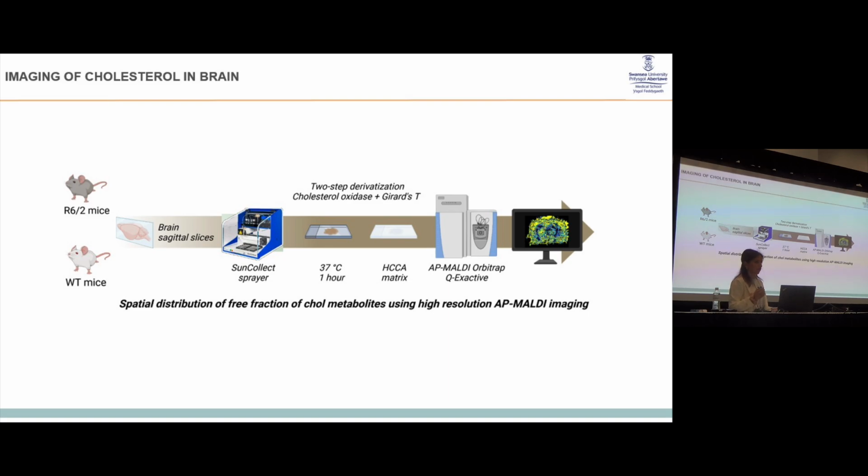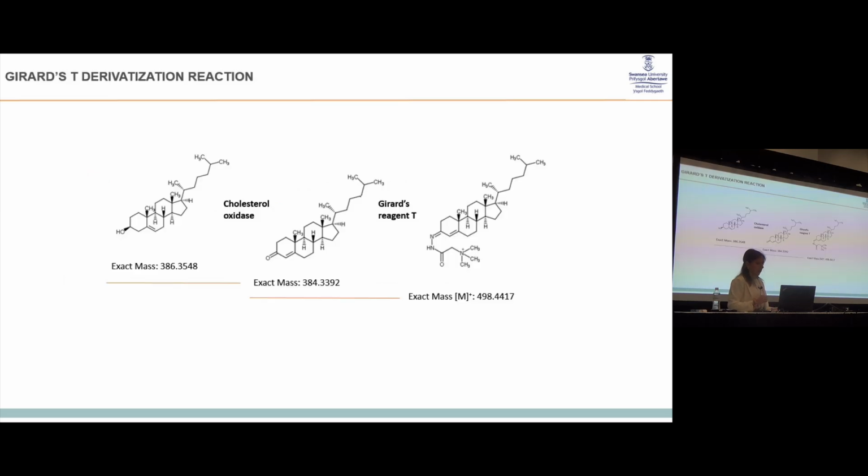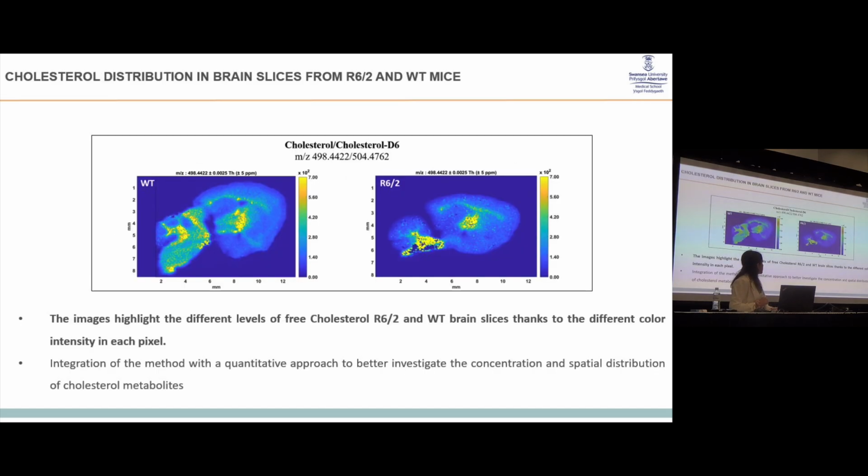As cholesterol has a poor ionization in ESI source, also in AP-MALDI the signal was quite low. But after this reaction, so the first reaction of cholesterol with the incubation with cholesterol oxidase and the reaction of our product with the GRT reagent, we obtain a molecule with a nice signal in our instrument. So this is the result.